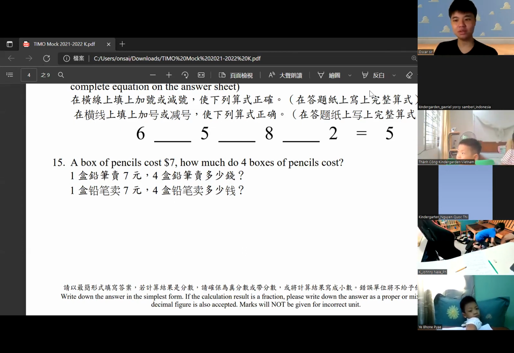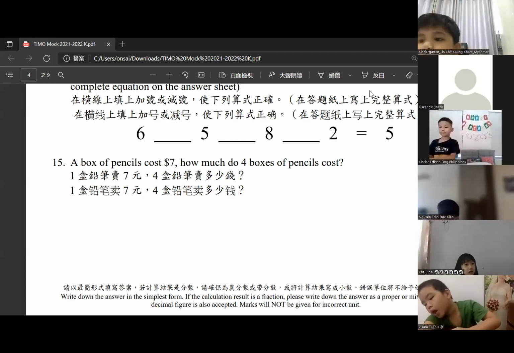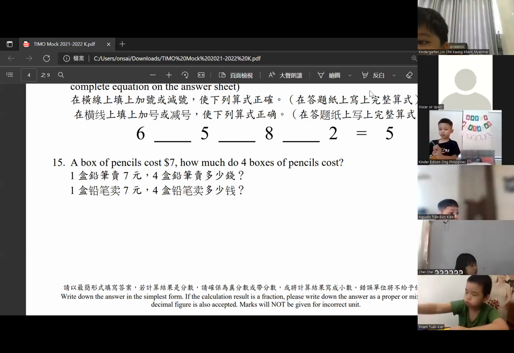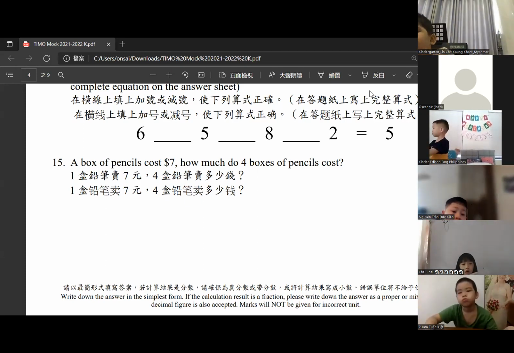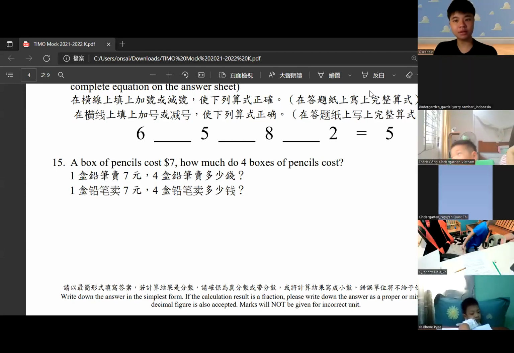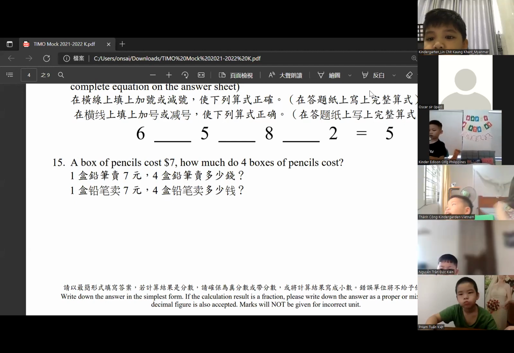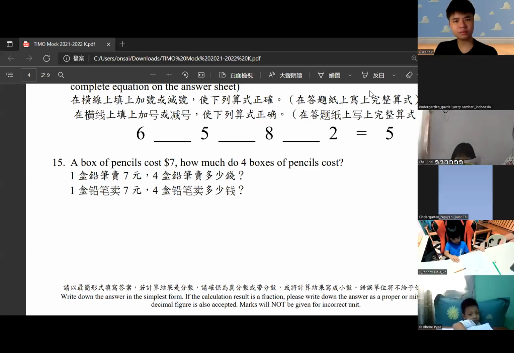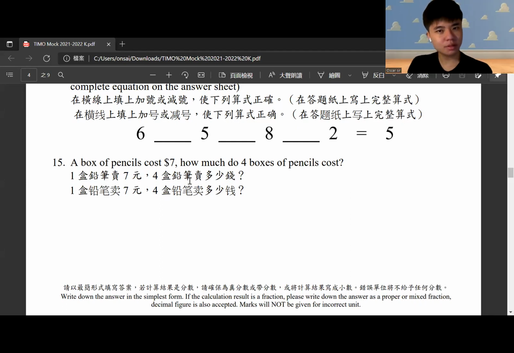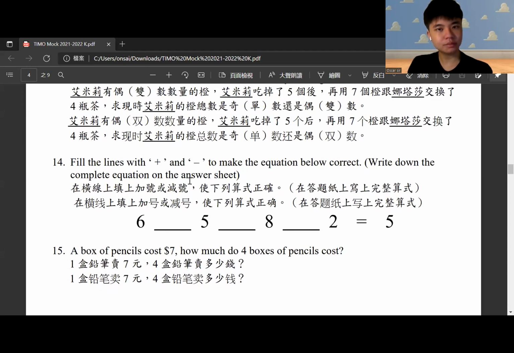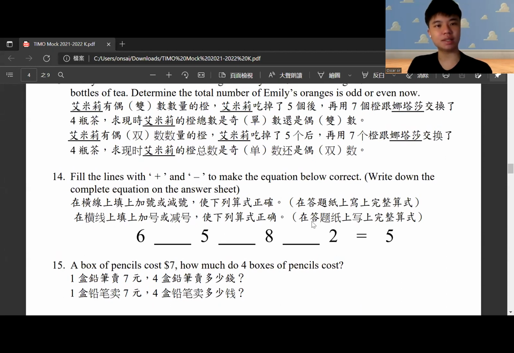Okay, so does anyone have a question? Any people? Hello. What about number 14? Can we only type the plus sign or minus sign? Do we need to write the full equation? Oh yeah, you need to write down the complete equation. You can see that, write down the complete equation.